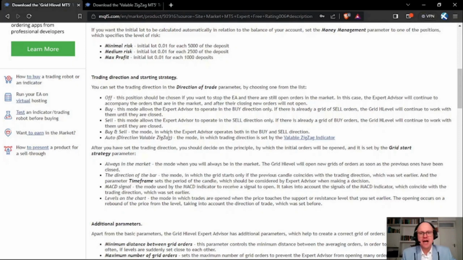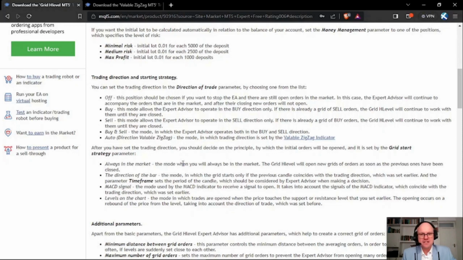Then additionally to the direction, you also need to set the grid start strategy, which also has four different options available. After you've set the trading direction, you can choose to always be in the market. Alternatively, you can select the direction of the bar. You can also use a MACD signal. And then last but not least, the custom mode, which is trading from the levels on the chart. So what I'd recommend you do is test each of these on demo to understand exactly how they work.